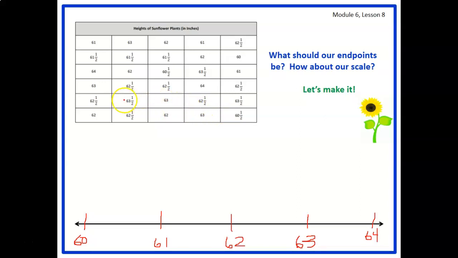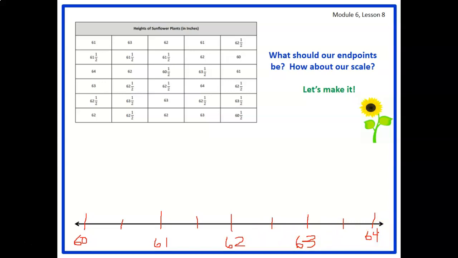Now I'm looking at this and I'm thinking our scale is going to need to be 1/4. I don't see any 1/4. Do I see any 3/4? Nope, I only see halves. So we only have to put in halves. So we're going to have 60.5, 61.5, 62.5, 63.5, and 64.